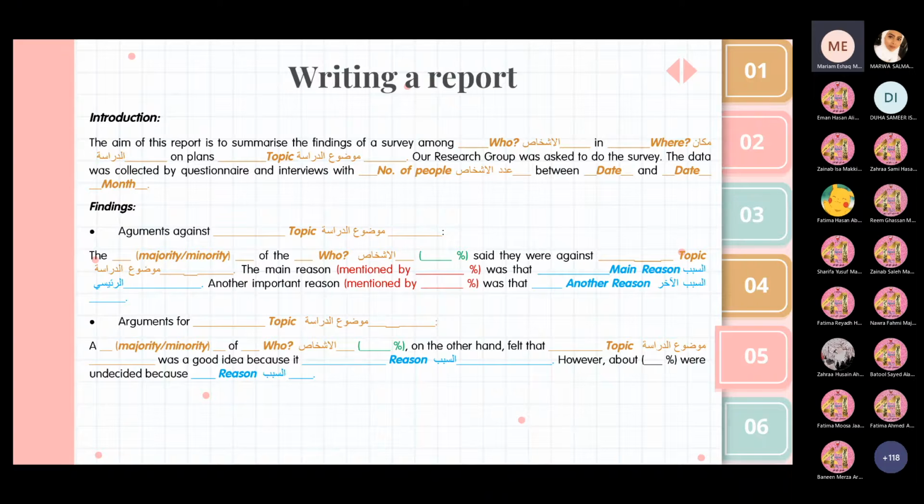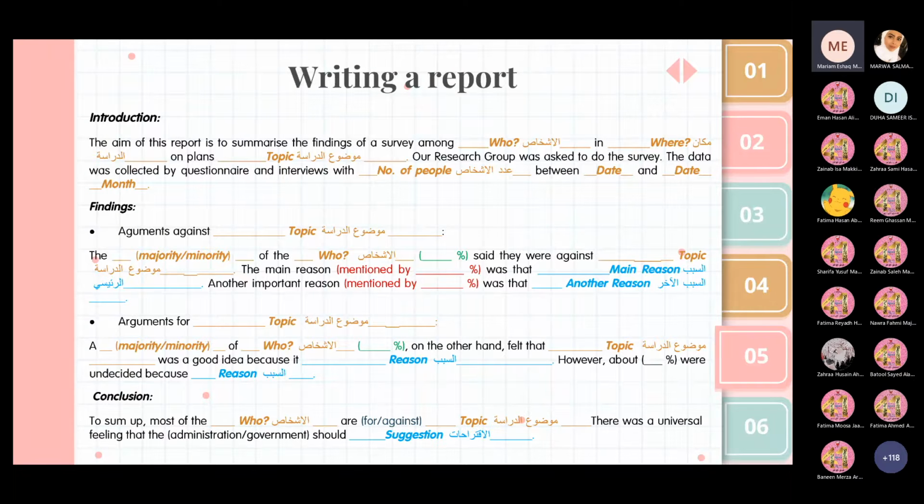So, however, and then you're going to write about the smallest percentage of people, the people that were skeptical about it, that didn't know, that didn't make a decision. So you're going to write, however, and we have 7% of people were undecided. And that's because their reason was they need more information about the plans. So that's the reason. Next, we are moving on to the conclusion.